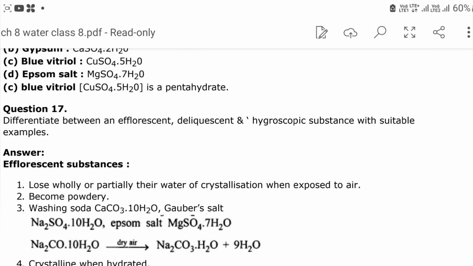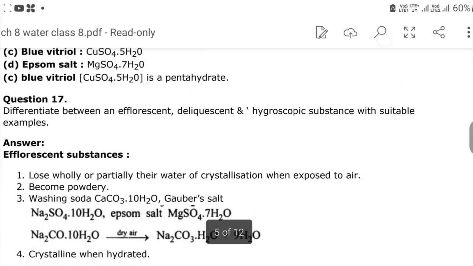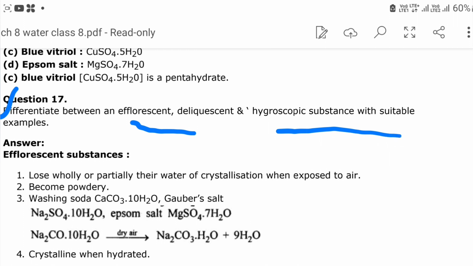Our question 17 is: differentiate between efflorescent, deliquescent and hygroscopic substances with suitable examples. Efflorescent substances lose wholly or partially their water of crystallization when exposed to air and become powdery. Like washing soda on heating gives monohydrated sodium carbonate, from decahydrated to monohydrated sodium carbonate.